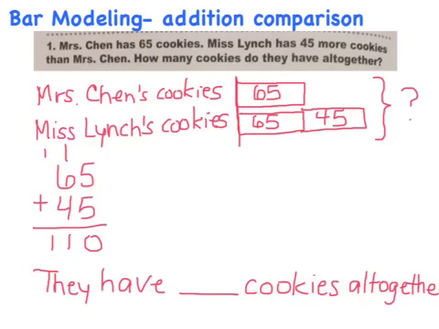Now I'm going to add in Mrs. Chen's cookies. We have 110 plus 65 gives me a total of 175.